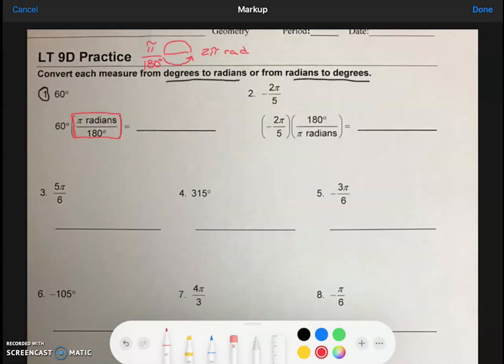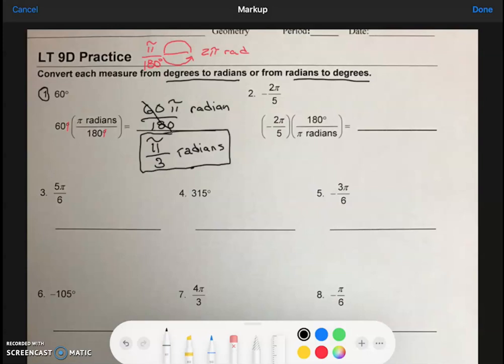When we go back to problem number one and multiply this out, the degree on top of the fraction and on the bottom of the fraction will just cancel out. And so you really have 60 pi radians on top of the fraction over 180. Now 60 and 180 reduce down to 1/3, so you can just put pi over 3 radians. And that's actually the answer right there, pi over 3. It doesn't look like a traditional number, but that is the number you would use for radians.